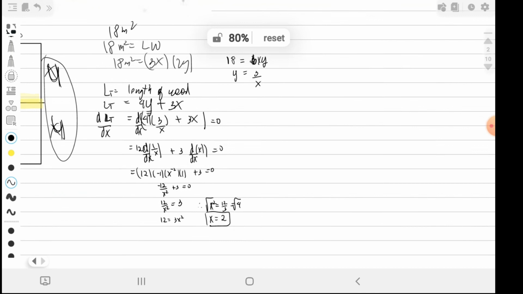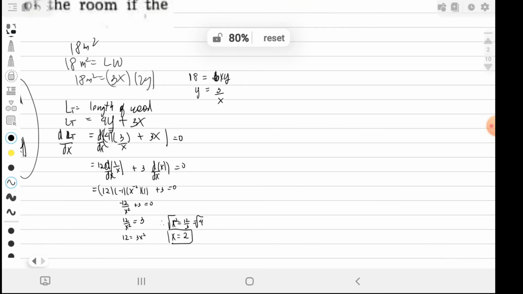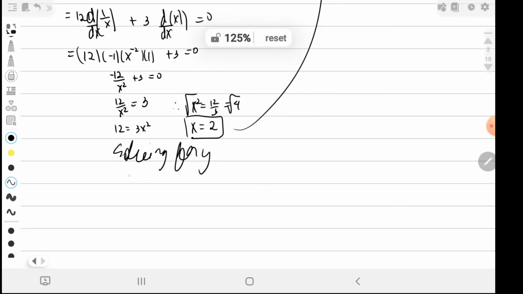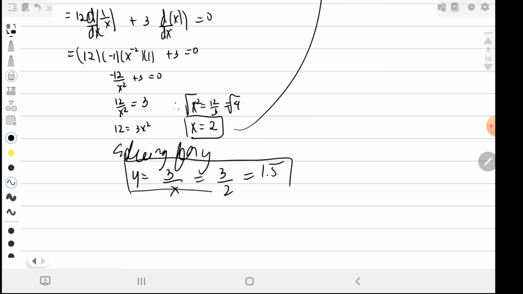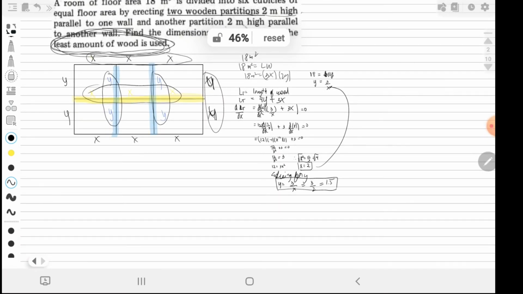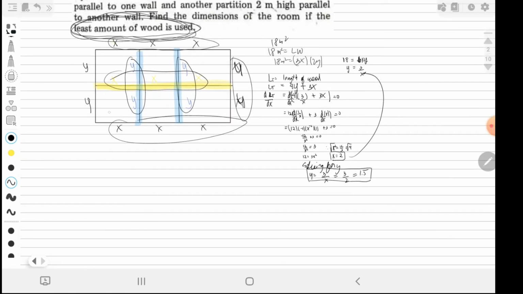So, from that, our x is equal to 2. So, therefore, solving for y, solve natin y natin. So, solving for y, ito, substitute lang natin dyan. So, y is equal to 3 over x, which is equal to 3 over 2, will have a value equal to 1.5. So, ito na ba yung dimensions natin? Not yet. To consider for the dimension, i-consider natin to.